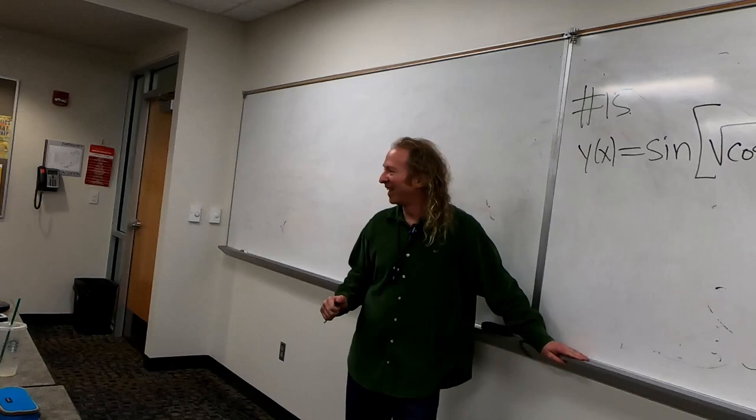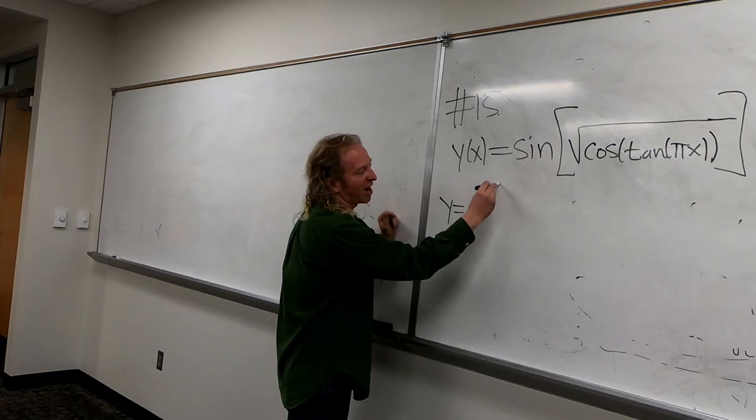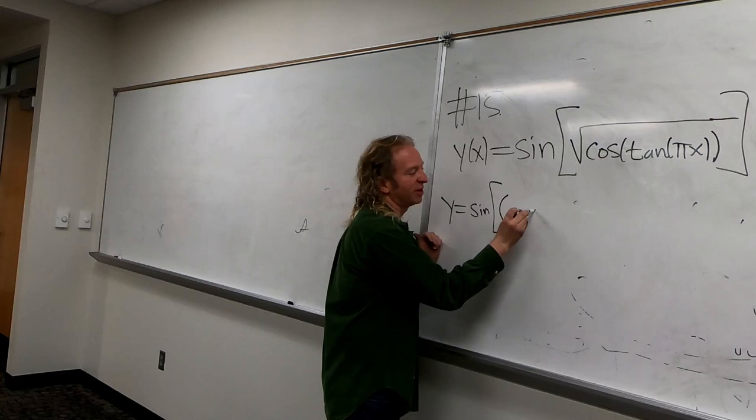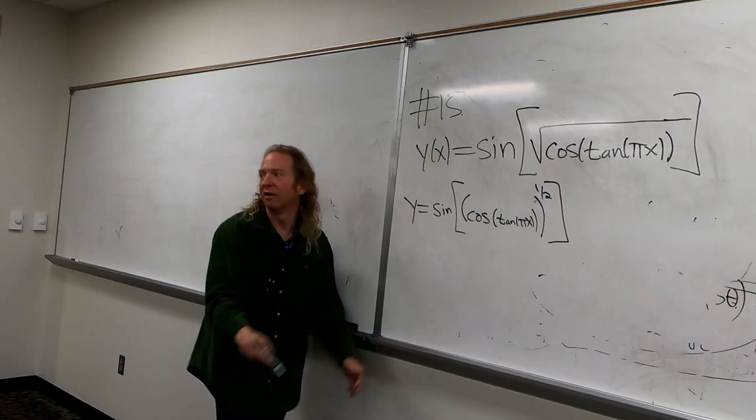Yeah, this is going to be to the 1/2. Whenever you have a square root, you write it to the 1/2. So step one, let's rewrite. I'm just going to put y. So we have sine, and I like the bracket because it adds clarity, for me at least. Then parentheses cosine, parentheses tangent of pi x. Just for added clarity. See how I did that? The square root becomes the 1/2.